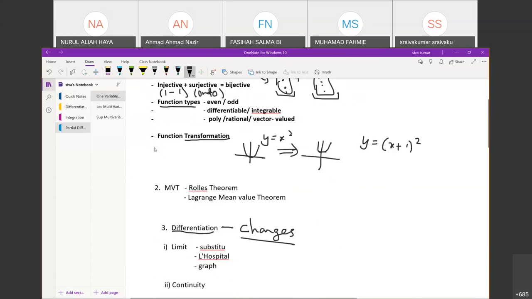Where does this MVT come into your life? Can someone tell me how you connect the mean value theorem to your life? Is there any practical connection? Can you connect or not? There are a lot of connections in your life, but some of you say you don't know how to connect, right? This is very useful. How you are using your calculator is actually working based on the mean value theorem.